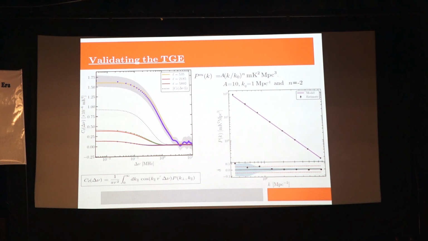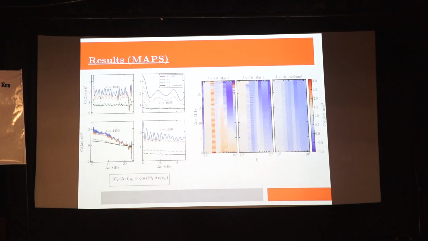So we could recover the input model power spectrum quite well over the entire k range. Now these are the results for the multi-frequency angular power spectrum that we obtained. This shows the multi-frequency angular power spectrum at 2 different L values over the entire frequency separation, and for 5 megahertz zoomed in.